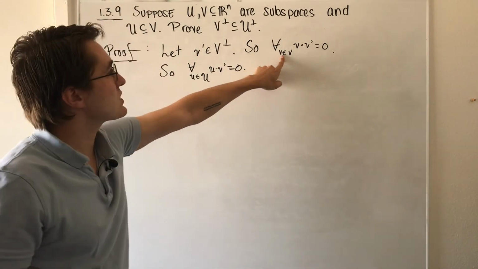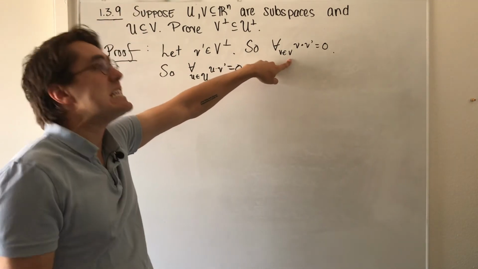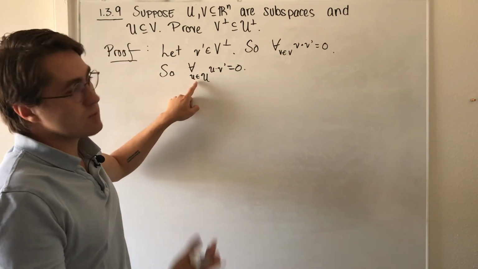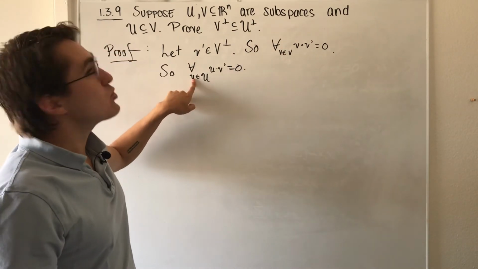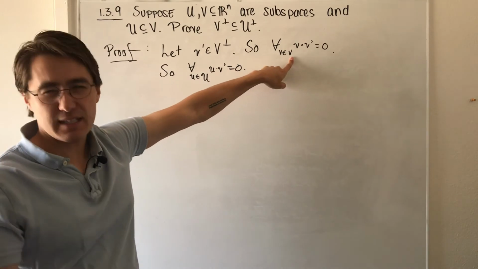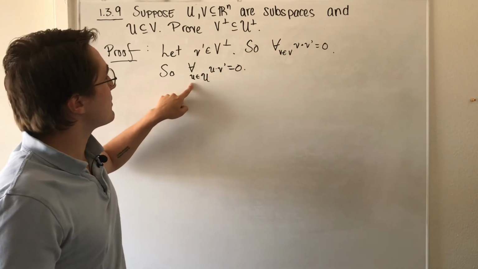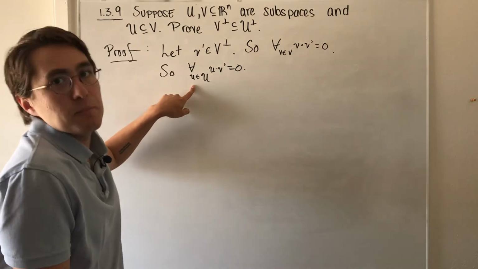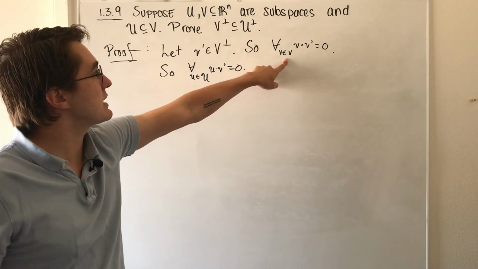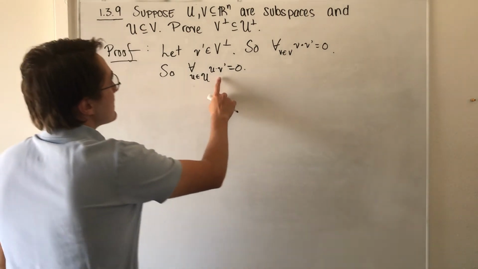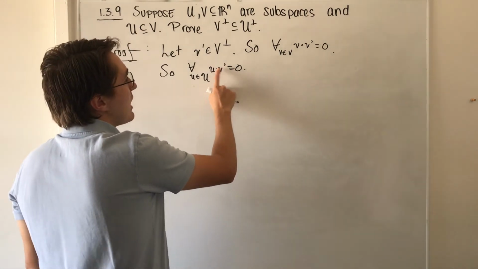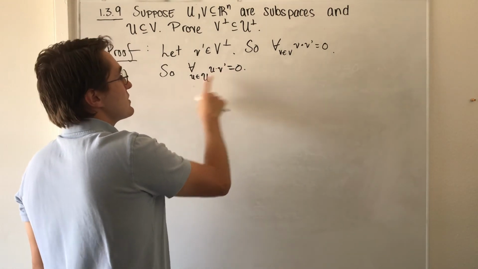Because if it's all v in V, well, all the u's are also elements of V. Let me say it that way, right? So if it's true for all the elements of v in V, well, then it's also got to be true for all the elements of u in U, because this is just some v, right? This is just some element in this set here. Okay, so V prime dotted with u equals 0 for all u in U.